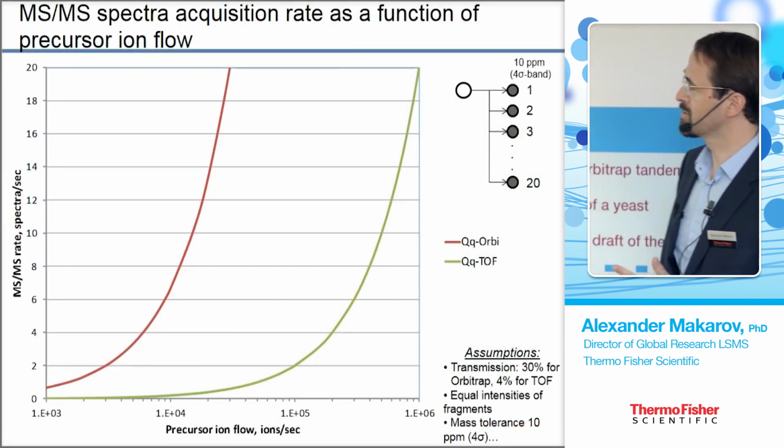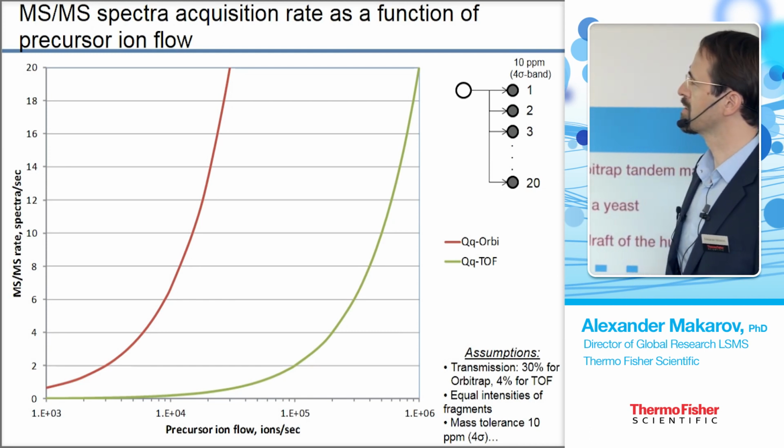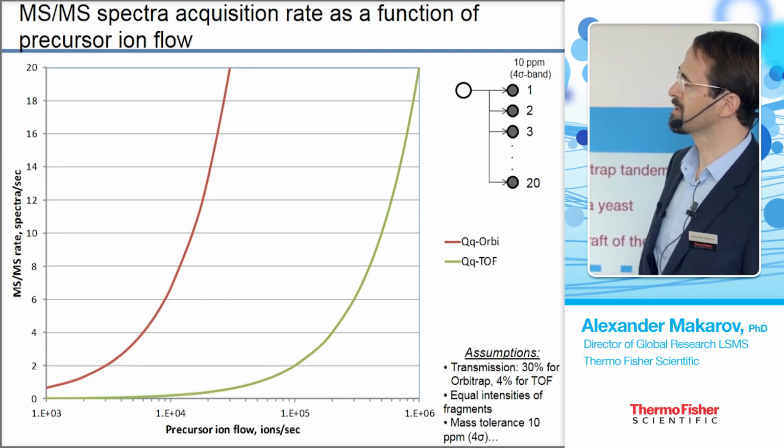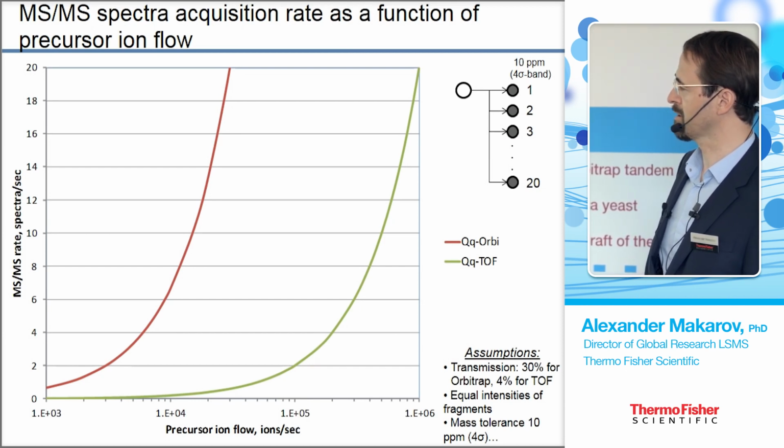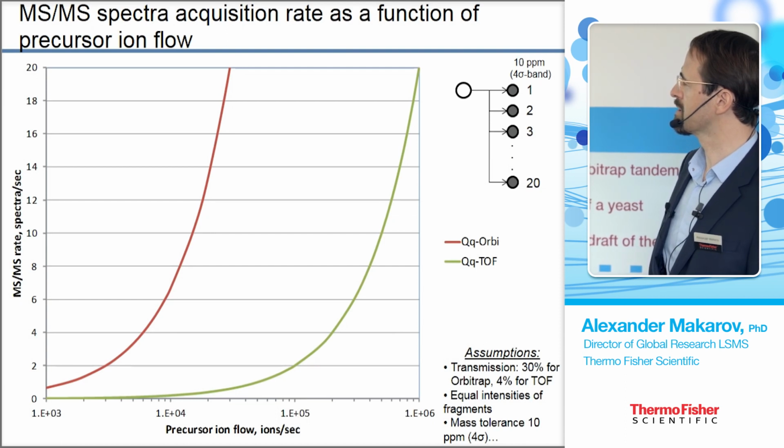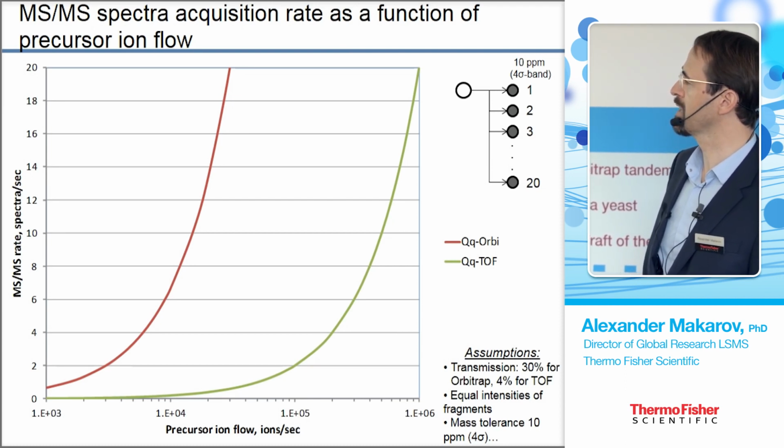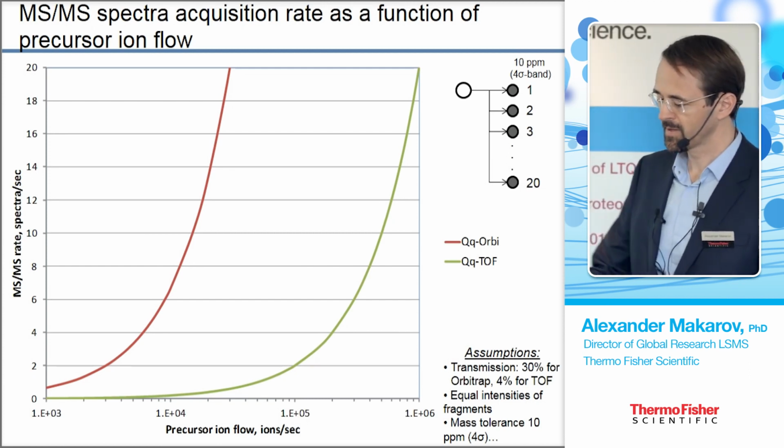Another way to present this feature could be to compare what the maximum rate of MS/MS would be if we are limited by the ion current into our system. And we could see here that even though time of flight could run at a much higher speed, it requires many more ions to get a meaningful MS/MS spectrum. And therefore, if we don't have a sufficient flow of ions into time of flight, we will not be able to get a high number of MS/MS spectra per second.